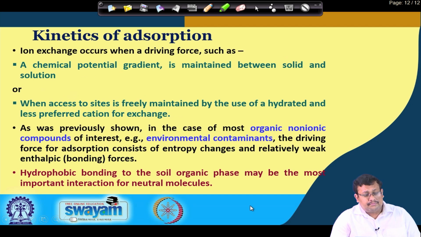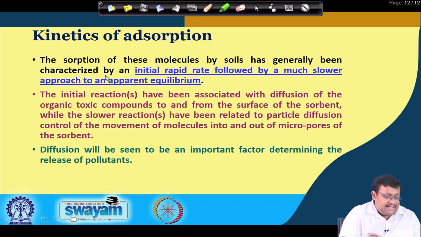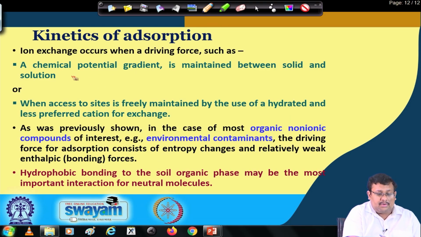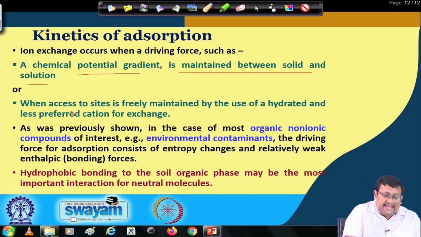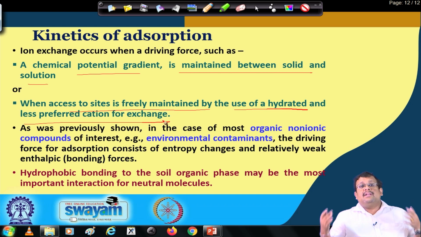Also, we see that ion exchange basically occurs through a driving force, where the driving force is either a chemical potential gradient, which is maintained between solid and solution, or when the access to the site is freely maintained by the use of a hydrated and less preferred cation for exchange. So, these two are the driving forces for ion exchange. First of all, the chemical potential gradient, which is maintained between the solid and solution, that is one of the driving forces of ion exchange.